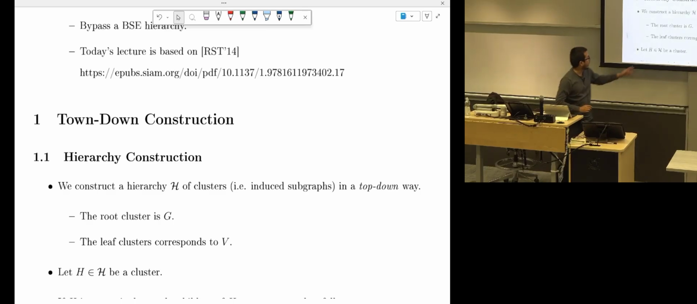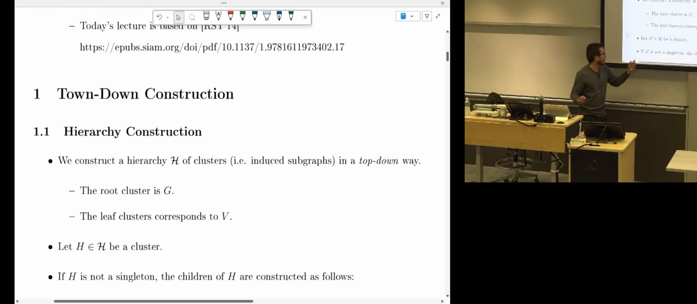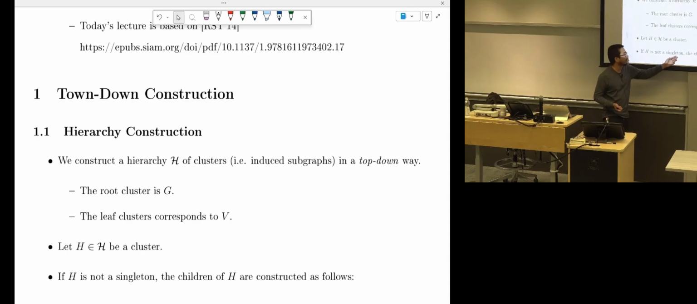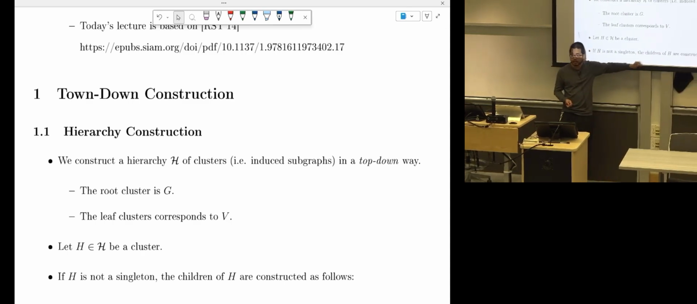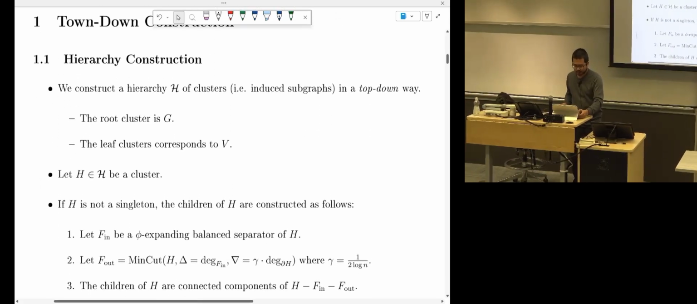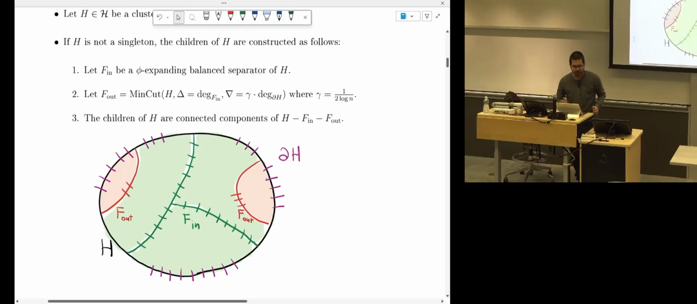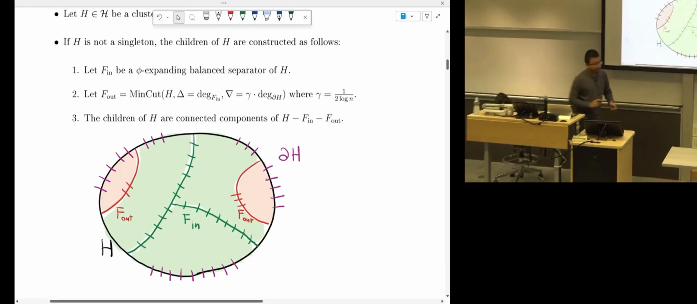So suppose that H is a cluster. If H is a singleton, it has only one node, then you don't need to do anything. Only when H is not a singleton, then we're gonna construct the children of H in this way.